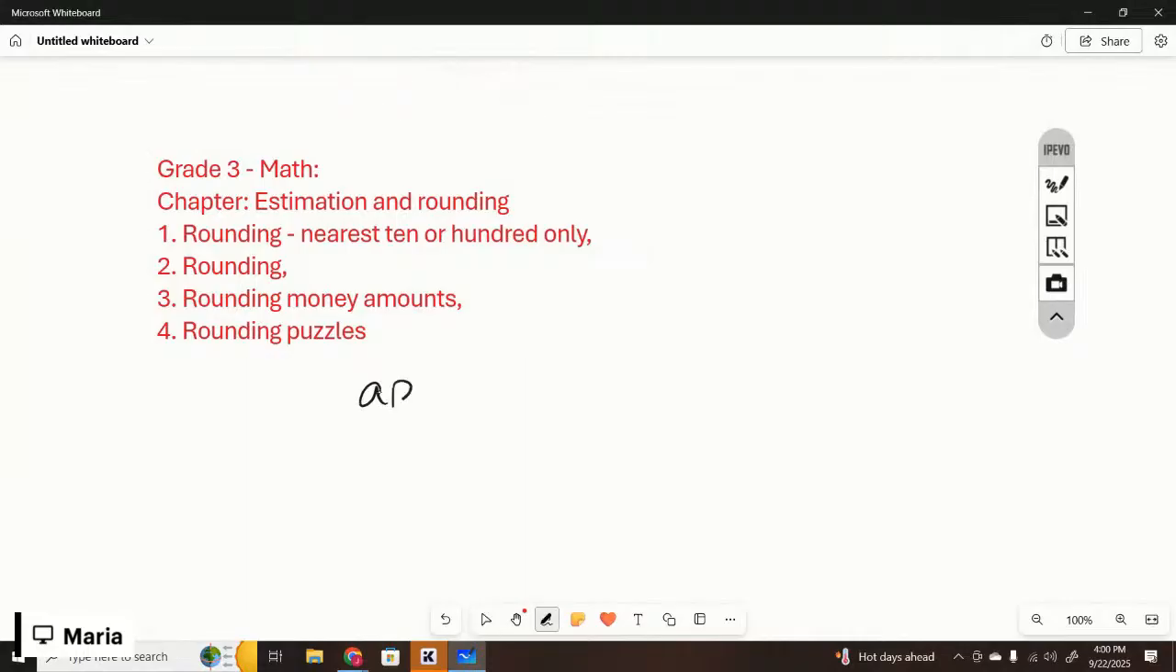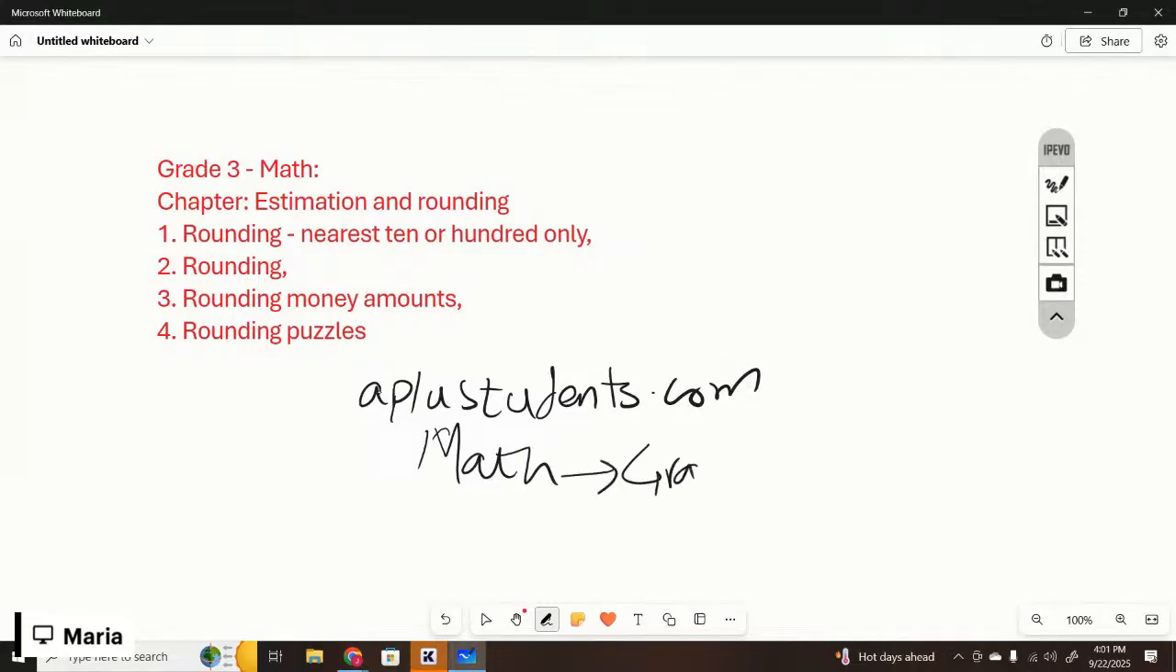You can find all the lessons on aplusstudents.com. You have to log in there using your email address and password as provided by the administrator. Then you have to select math from the subject tab. Scroll down to grade 3 math and then click on view all lessons. There you can find a list of the chapters. We're going to start with the chapter.